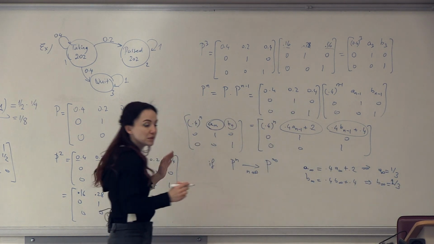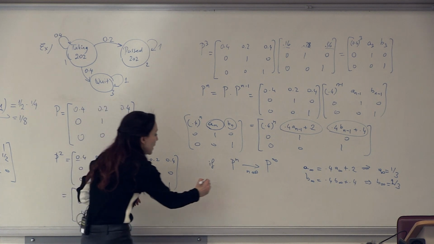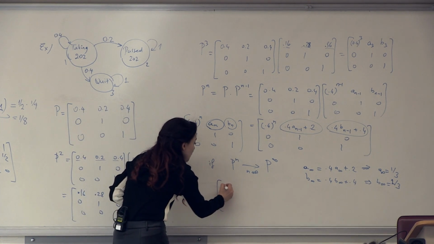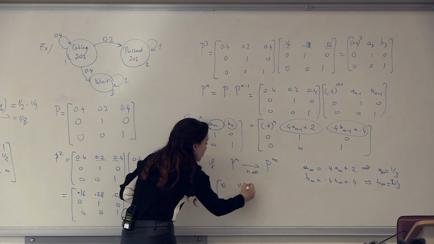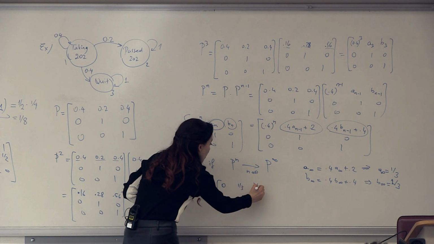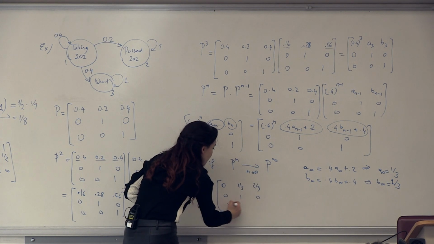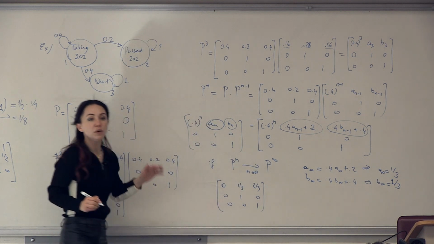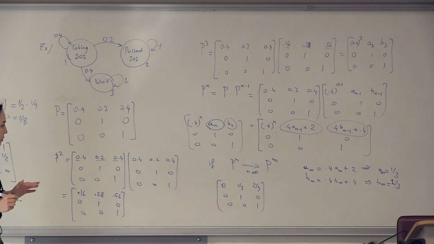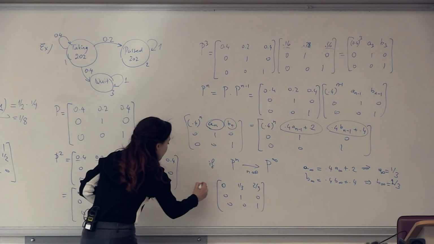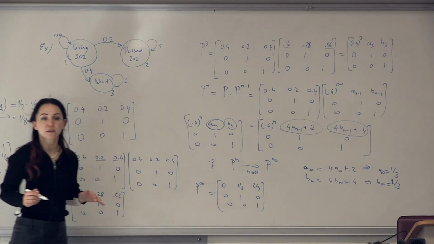So it seems that eventually my matrix is going to converge to 0, 1/3, 2/3, 0, 1, 0, 0, 0, 1. What does that tell you? Let's call this P infinity. What does that tell you?